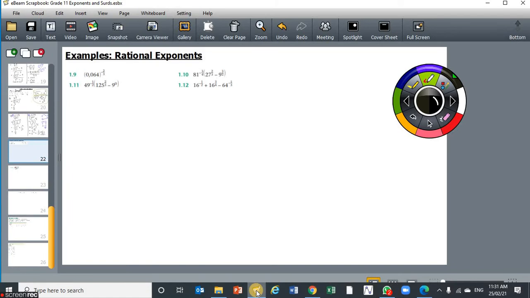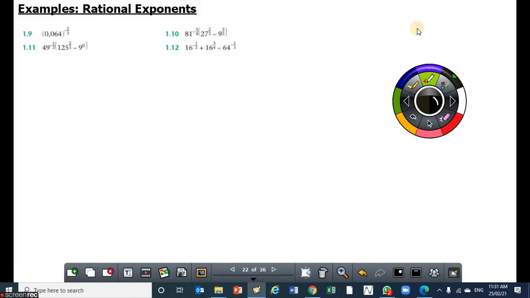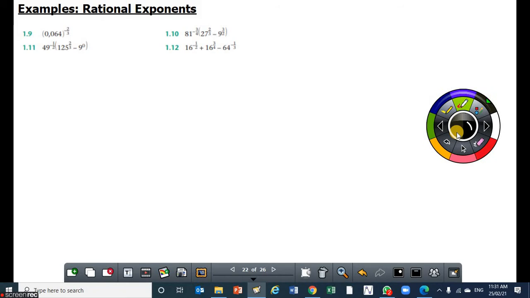So let's start with those questions. They are from Platinum Maths. There are 4 questions here. I'm not going to do all the questions, there are more. I just took a screenshot of those 4. So let's start with 1.9.